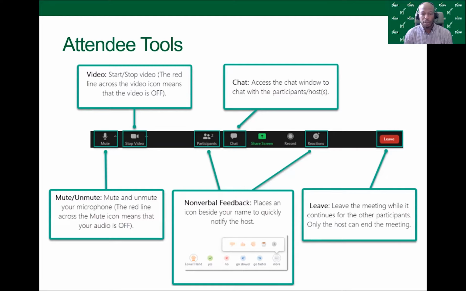And then under the participants button and under the reactions area, you should have the ability to provide any kind of nonverbal feedback. Just a quick thumbs up or a yes or no, anything like that may be helpful if I ask some questions just to gauge where the crowd is.